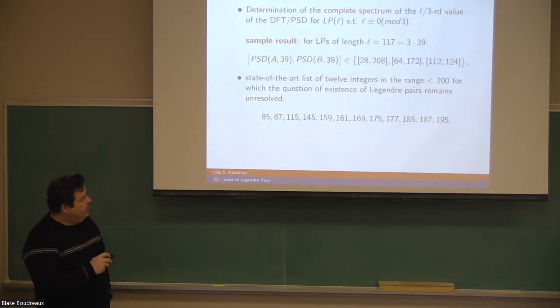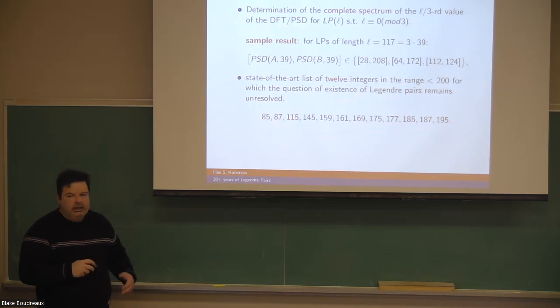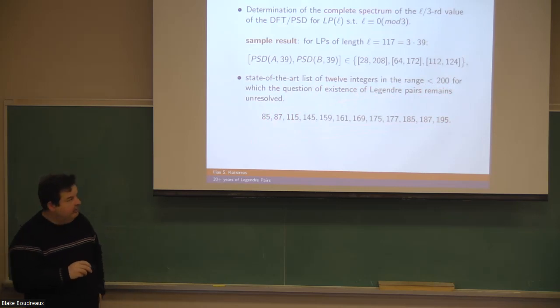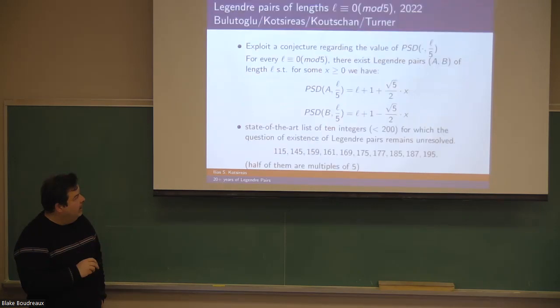In the meantime, we got rid of 85 and 87. So we found those. And now the smallest one is 115. So this is, if you like, the computational state of the art in this problem. And this is another work which is ongoing.